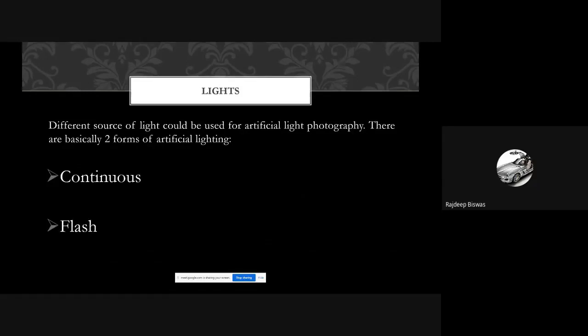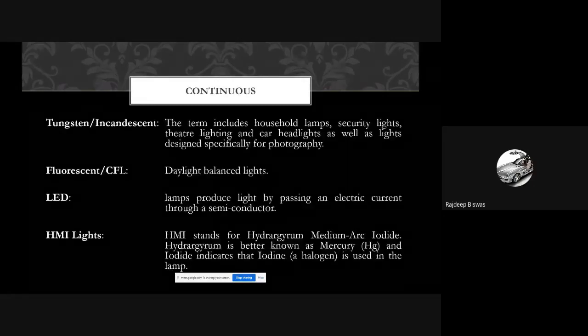Okay, lights. It's basically just two forms. One is continuous and another is flash. Just a few names that have been given here. Tungsten incandescent: generally the household lamps or, you know, theater lighting or car headlights. And simply those. The fluorescent or CFL, as the name suggests, these are daylight balanced lights. LEDs, which we use these days.